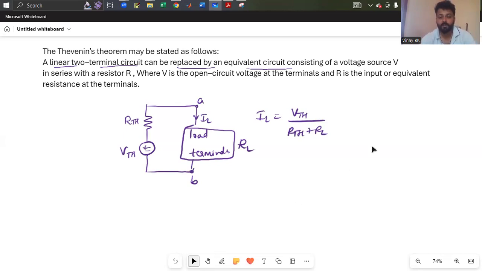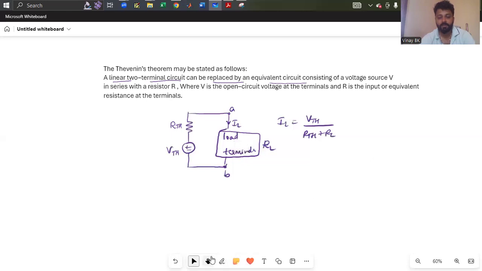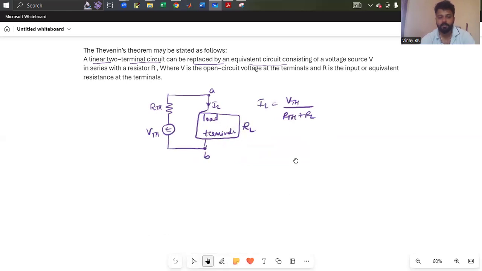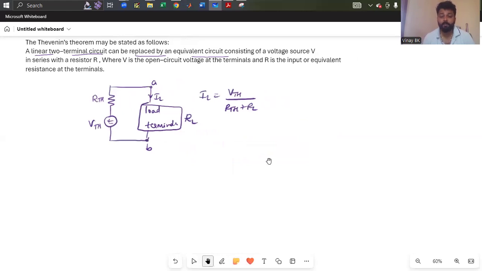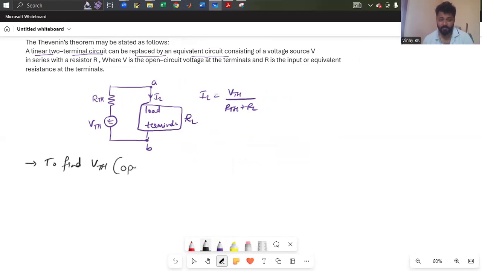You need to convert the circuit into the form of a practical voltage source, that is VTH in series with RTH across the load terminals. The main objective of this theorem is to find VTH, that is nothing but the open circuit voltage. So the first objective is to find VTH, that is Thevenin's voltage, or else open circuit voltage, or Thevenin's voltage.